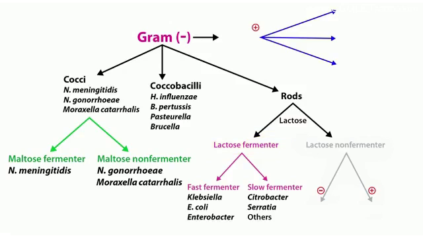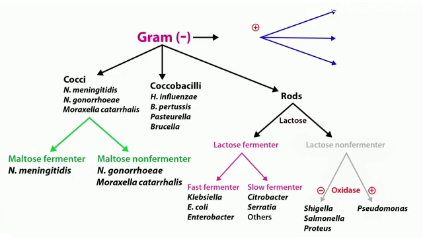What about the lactose non-fermenters? Well, these are going to be white or colorless on MacConkey's. They can be further differentiated into either being oxidase negative or oxidase positive. So the oxidase negatives are Shigella, Salmonella, and Proteus. The only oxidase positive non-fermenter that we're going to talk about is Pseudomonas.